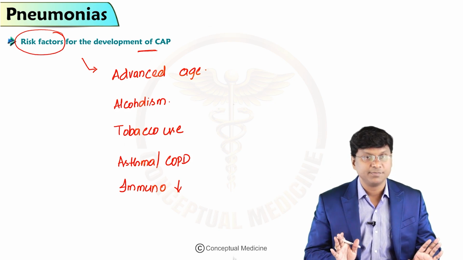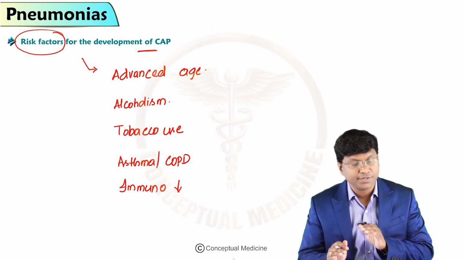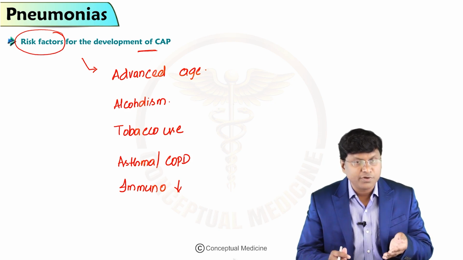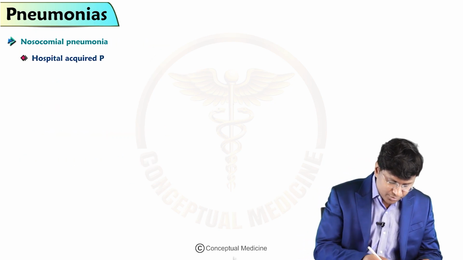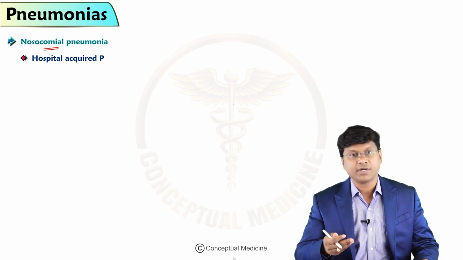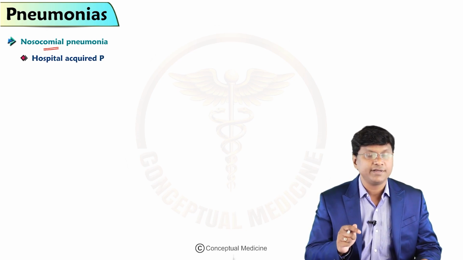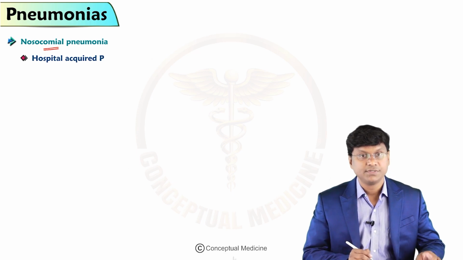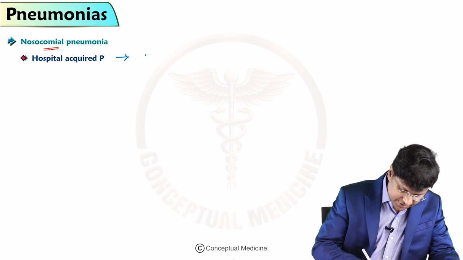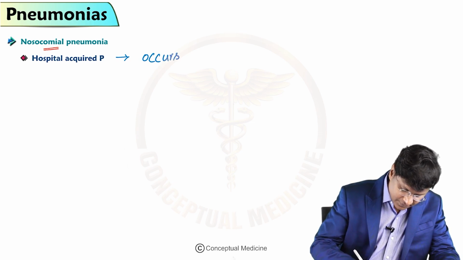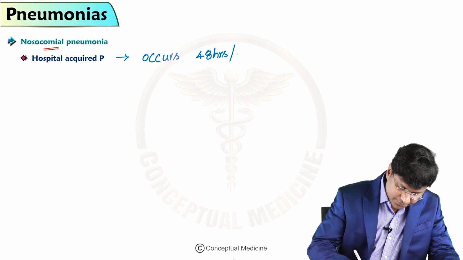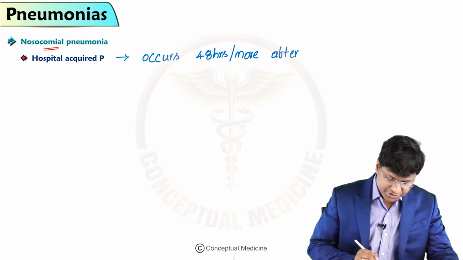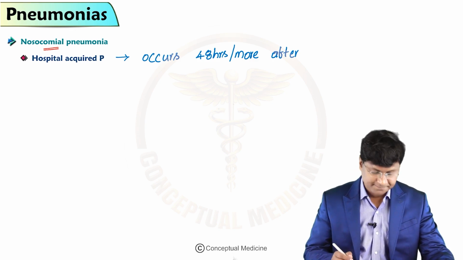Now, after having discussed community acquired pneumonia, the next form of pneumonia is nosocomial pneumonia. Nosocomial pneumonias are those which are either acquired in the hospital or acquired in an individual who is on a ventilator. Hospital acquired pneumonias are the ones which occur 48 hours or more after admission to the hospital. That is what is called hospital acquired pneumonia.